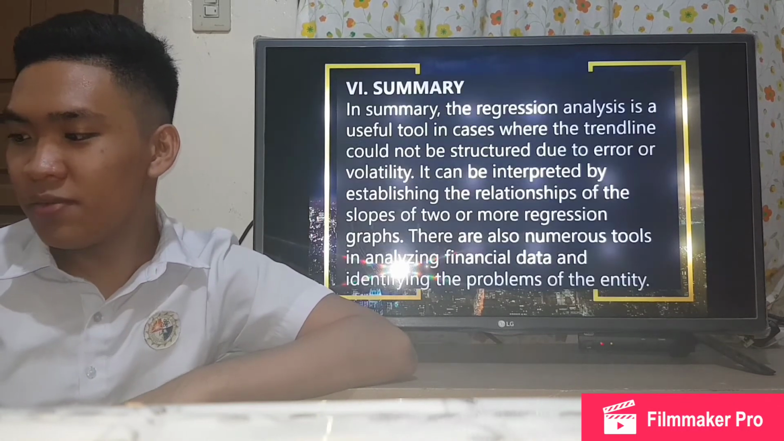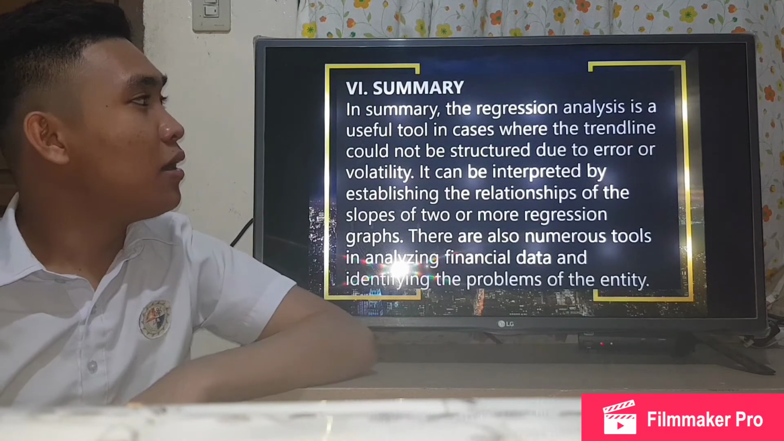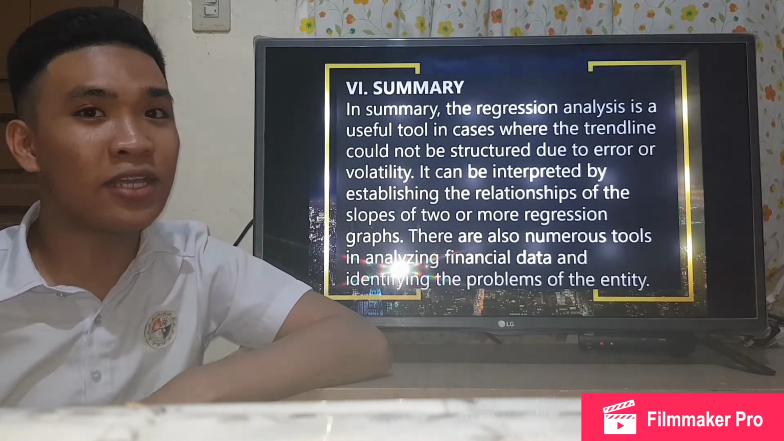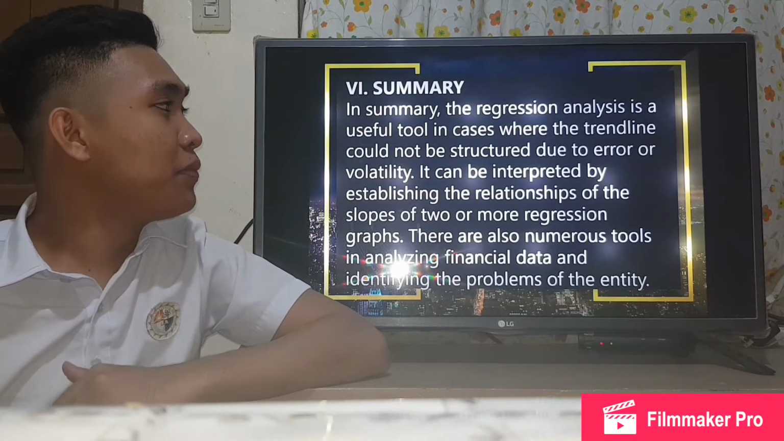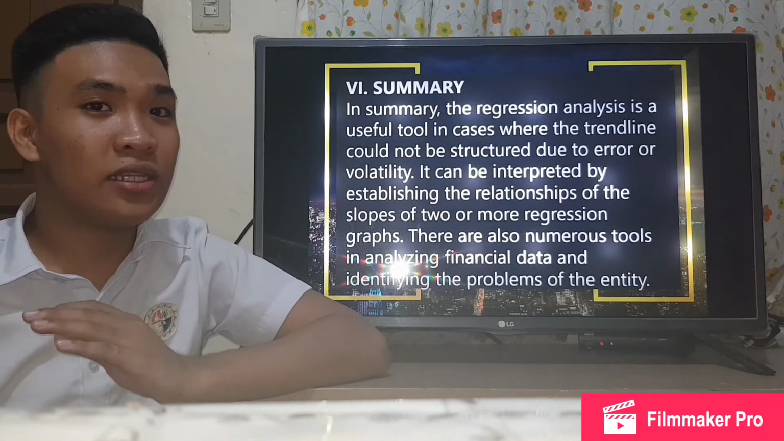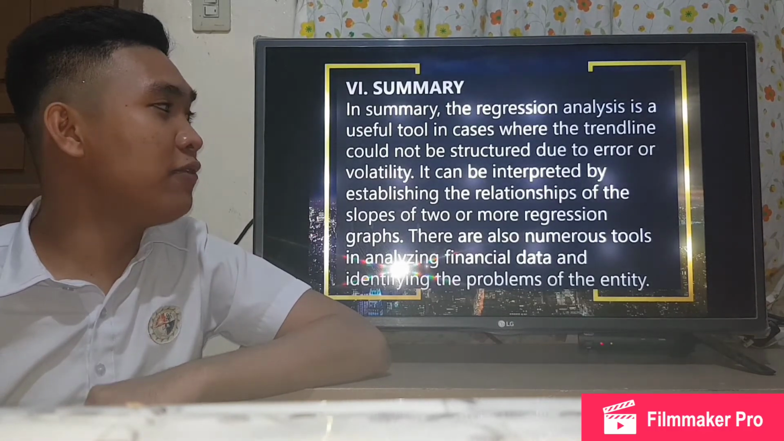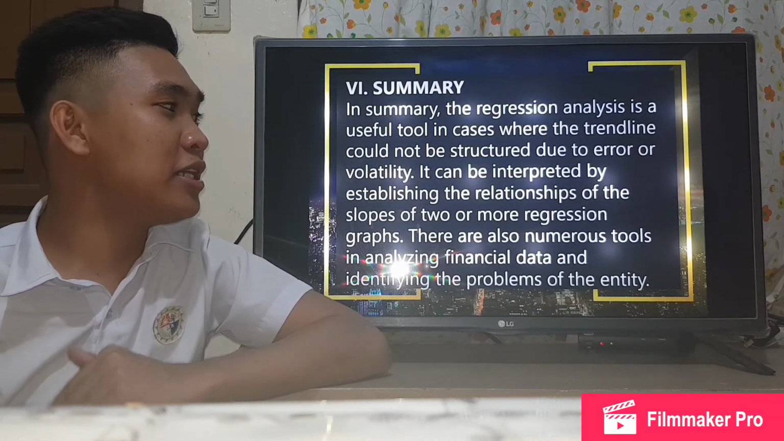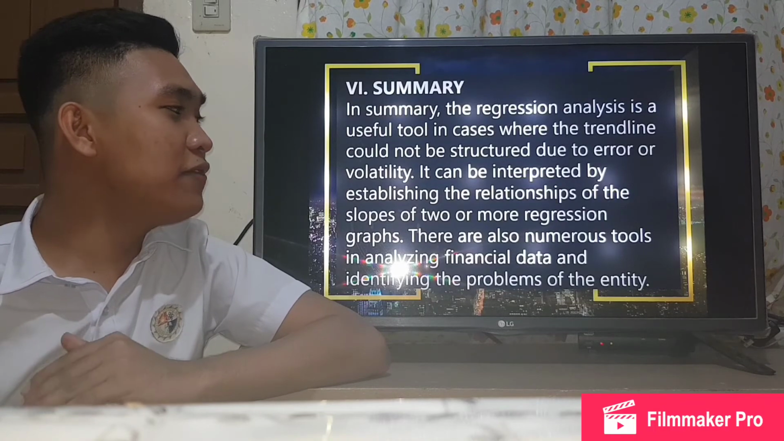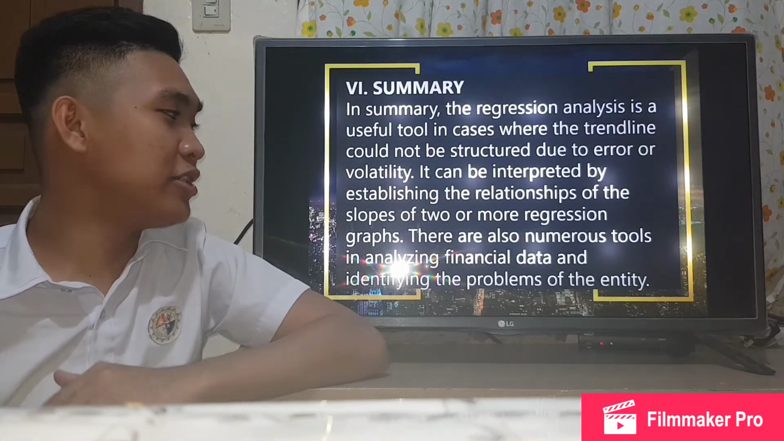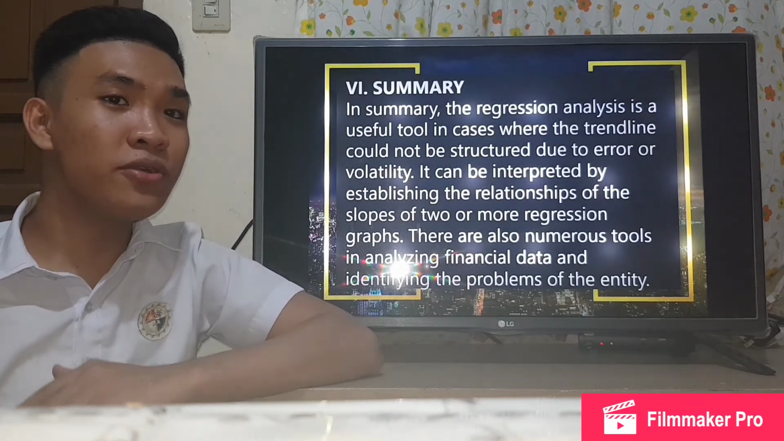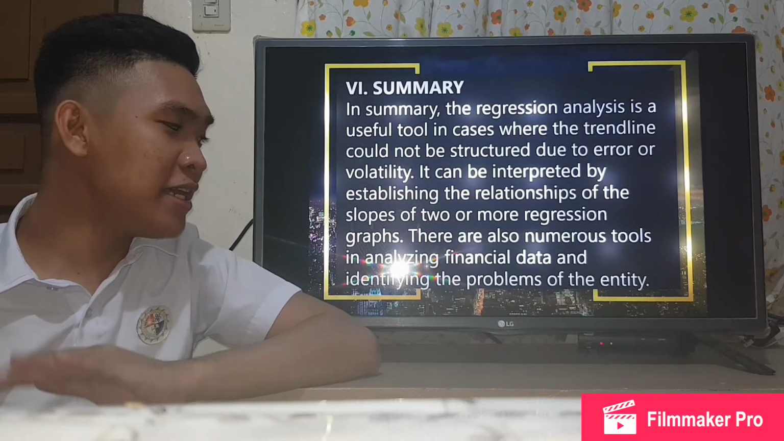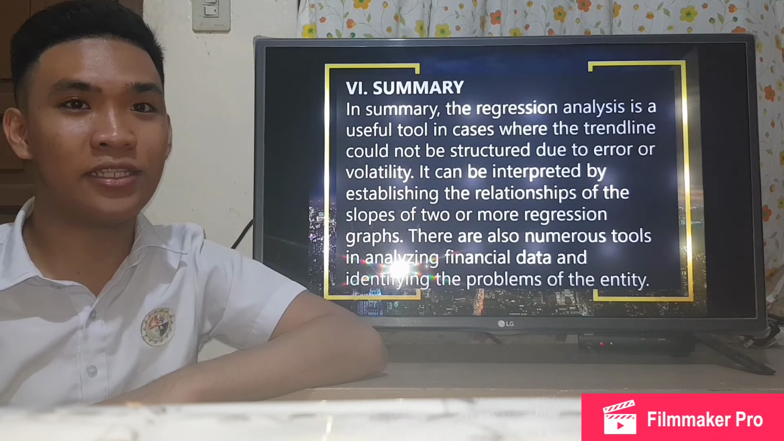So, to summarize, regression analysis is a useful tool in cases where the trend line could hardly be established, if this is due to errors or volatility of the data. It can be interpreted by establishing the relationship of the slopes of two or more regression graphs. There are also numerous tools that we can use in analyzing financial data and identifying the problems of an entity.